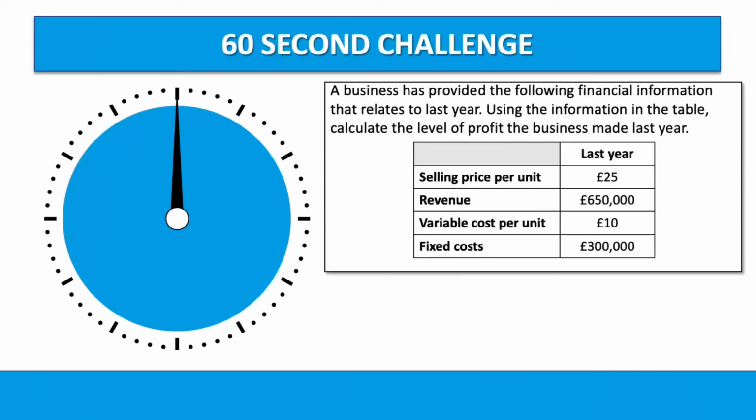Well done. Let's look at another 60-second challenge then. Slightly different topic this time. A business has provided the following financial information that relates to last year. Using the information in the table, calculate the level of profit the business made last year. Selling price per unit is £25. Revenue is £650,000. Variable cost per unit is £10. Fixed costs are £300,000. Calculate the level of profit the business made last year. Answers in the chat window, please. Here's 60 seconds.